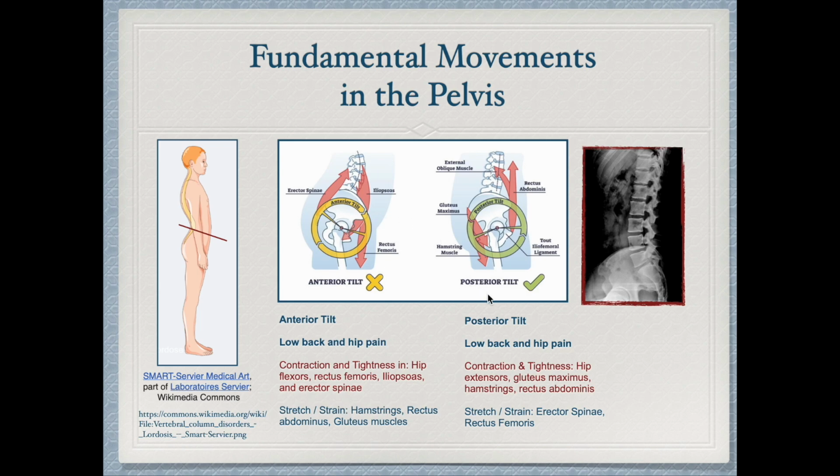Now, a posterior tilt can also occur, and here we see an x-ray with someone that has this flat back and a posterior tilt occurring as well. And both of these patterns can lead to low back and hip pain, but you need to learn to treat it in different ways because the movement of the pelvis and the tilts are different in each case.